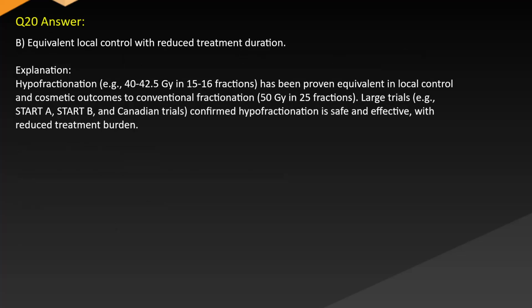Answer: B. Equivalent local control with reduced treatment duration. Explanation: hypofractionation, 40 to 42.5 Gy in 15 to 16 fractions, has been proven equivalent in local control and cosmetic outcomes to conventional fractionation, 50 Gy in 25 fractions. Large trials, e.g. START A, START B, and Canadian trials, confirmed hypofractionation is safe and effective, with reduced treatment burden.